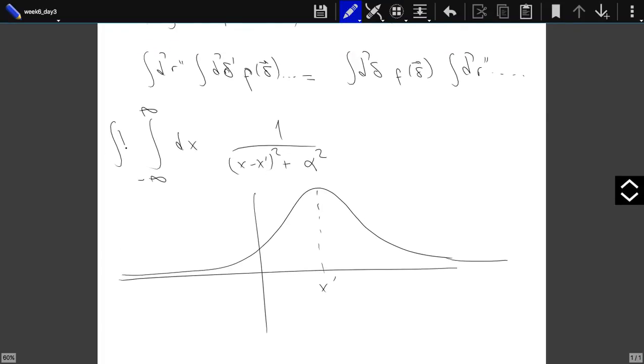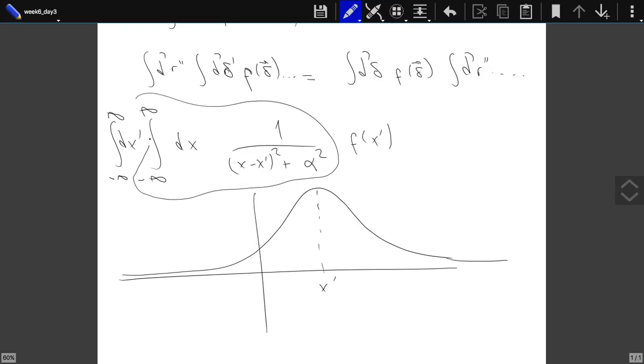Now, you see, this can be inside an x prime integral, with F of x prime. Now, that x integral is basically the area below this curve. And as I change x prime, only the curve shifts, but the area below it is constant. So that x integral is actually independent of x prime, so we can just take it out of the x prime integration.